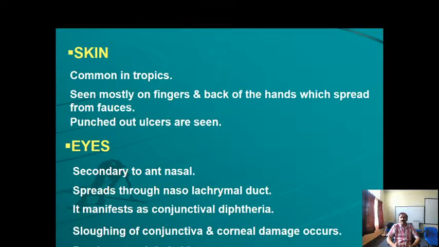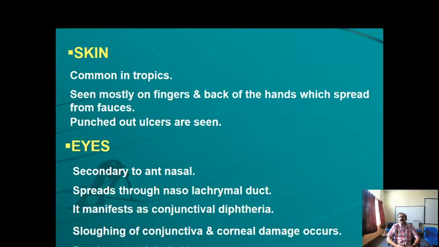I'll show you one of them shortly. Secondary, eyes also: once he touches his nose and gets the conjunctival discharge on his fingers, he can touch his eyes, then the person can have infection. The secondary infection from the anteronasal infection spreads through the nasolacrimal duct. It can spread through fingers or through the nasolacrimal duct, and it manifests as conjunctival diphtheria.